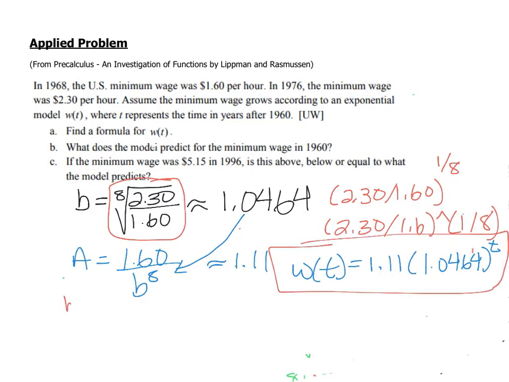In part B, it asks us, what does the model predict for the minimum wage in 1960? Remember, the minimum wage in 1960 corresponds to t equals 0. So the minimum wage in 1960 is going to be this value here. If you plugged in 0 for your t, you would get the value of your A. So our answer here would be 1.11, and this is actually per hour, $1.11 per hour.